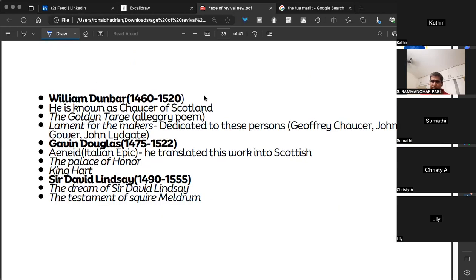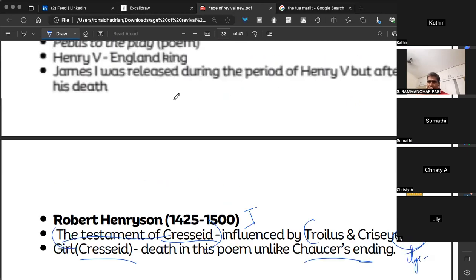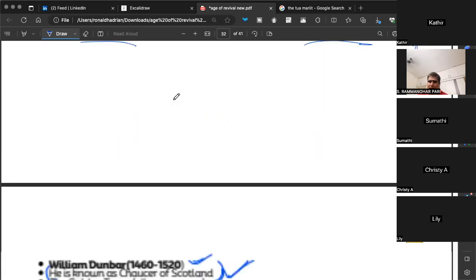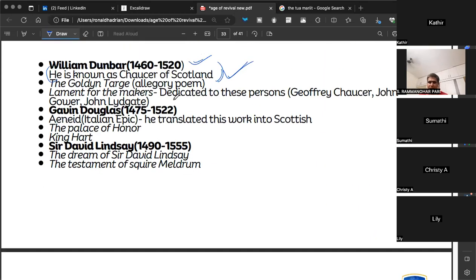So we have already seen William Dunbar, The Golden Targe, Lamb. That's why I said these are all revision part. He's known, and another important point, he's known as the Chaucer of Scotland. William Dunbar, remember. If you have written your points about William Dunbar, add that. Who was called the Chaucer of Scotland? William Dunbar. Okay, good.